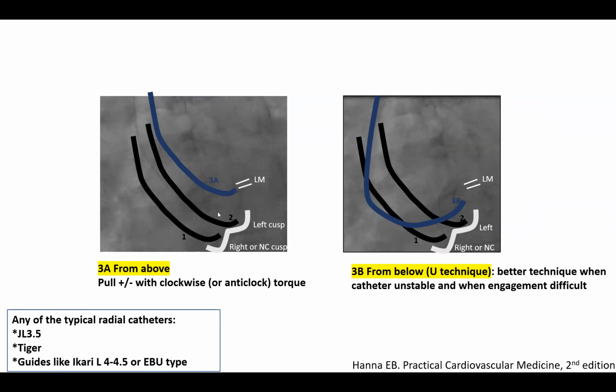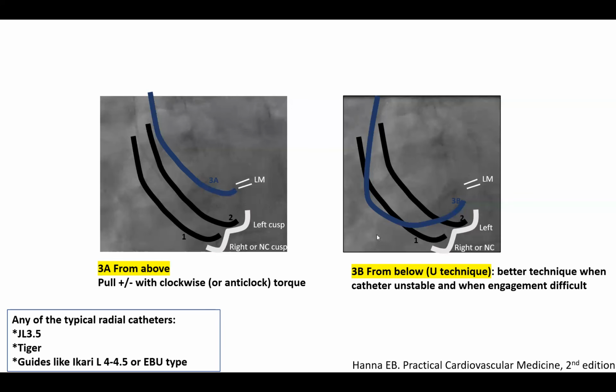And if clockwise makes you want to prolapse out or look the other way, then you're ready to immediately reverse your torque to counterclockwise. So that's the first technique, what I call engaging from above. The second technique that I commonly use in difficult radial is to engage from below.